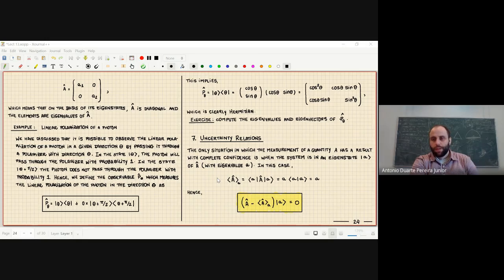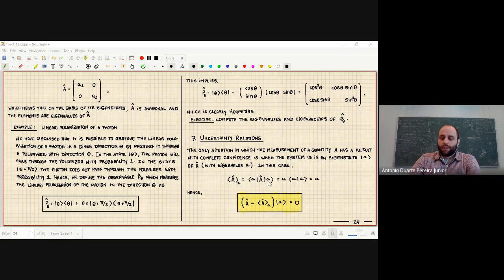Okay? So in this case, I can ask you, what is the expectation value of the operator A in the eigenstate little a, which is an eigenstate of the operator A with eigenvalue little a? So I write the expectation value in this eigenstate, and it is represented by this. We already saw that.